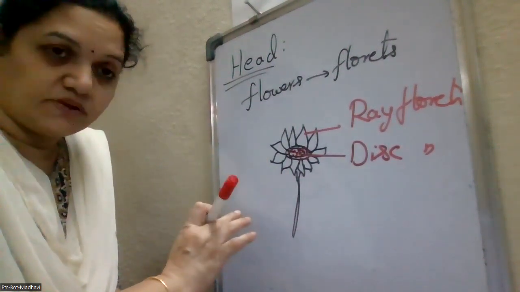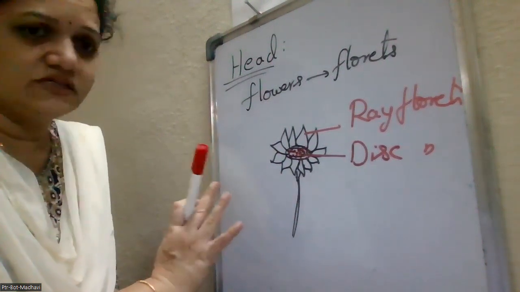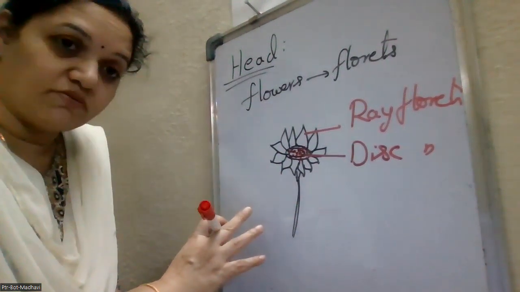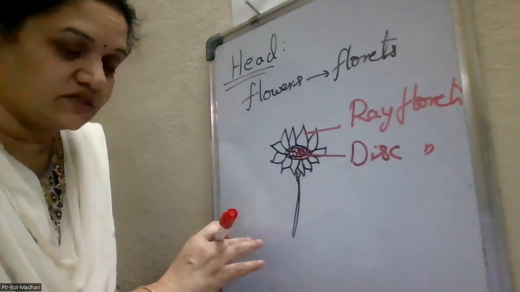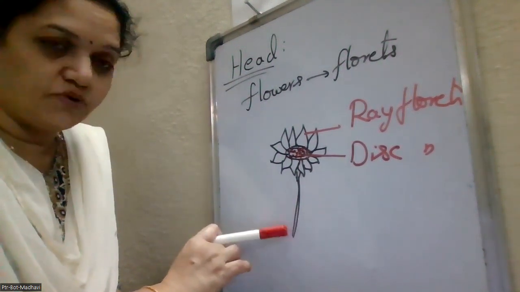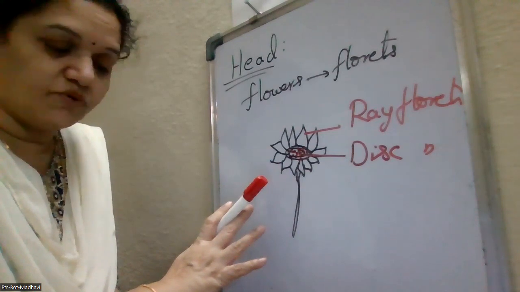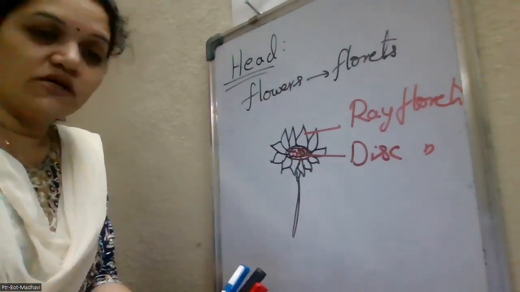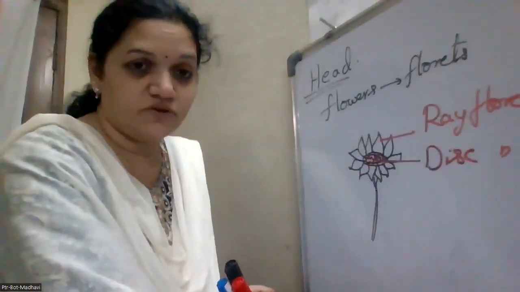And in this, the examples are tridax and sunflower. We can easily remember. Otherwise, chrysanthemum also you can write. Marigold also you can write. Anything. But sunflower is important. Tridax is important. Okay. So with this, we have finished this racemose inflorescence.